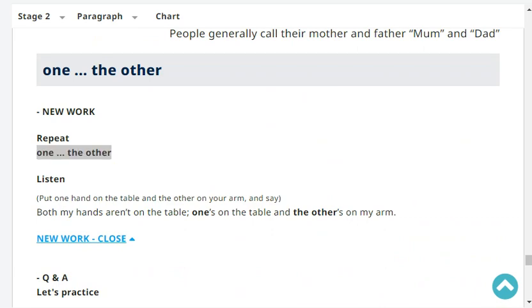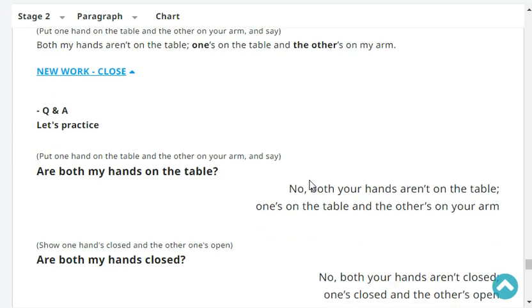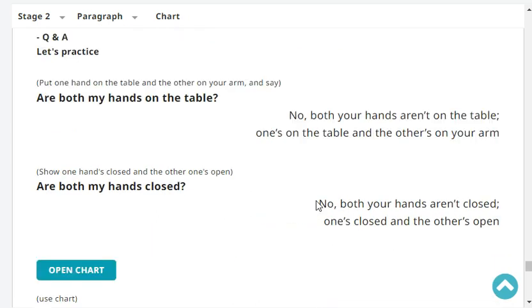Okay, next, repeat. One, the other. Very good. Okay, listen. Both my hands aren't on the table. One's on the table and the other's on my arm. Okay, let's practice. Are both my hands on the table? No, both your hands aren't on the table.